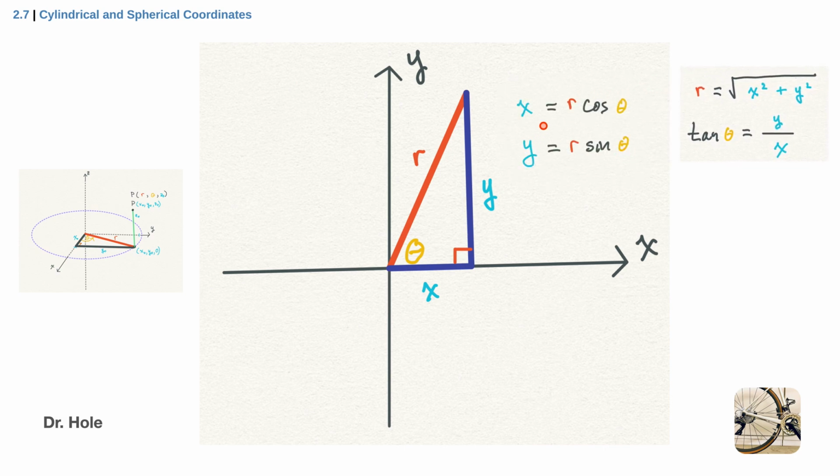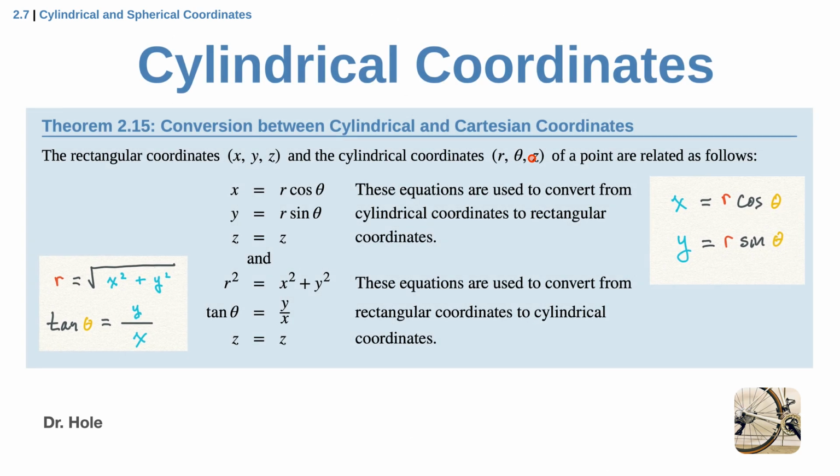Equally, we can think of definitions for cosine of theta as adjacent over hypotenuse and then solve for x. Likewise, sine of theta would be opposite over hypotenuse and then solve for y. These two sets of identities are what allow us to convert between cylindrical and Cartesian coordinates. Cartesian coordinates is just another name for rectangular coordinates.